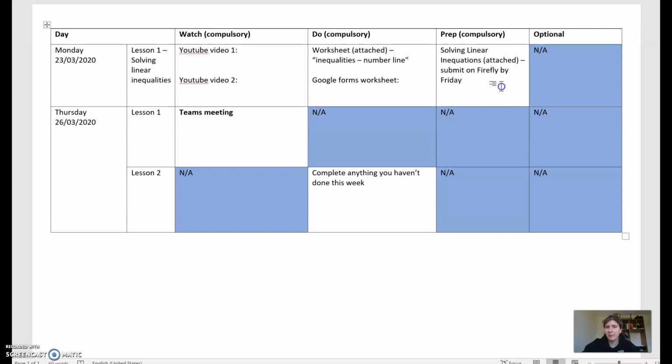With submitting the prep, it's probably best if you have a printer: print it, write on it, scan it back to me, and then I can mark it and send the feedback back to you. Or you can write out the questions on paper. Make sure you're being nice and neat, Mallow and Lewis, just so I can read it. Then you can take a photo of it on your phone or use one of the scanning apps, and likewise upload it to Firefly, and I'll get it in some way, shape or form.